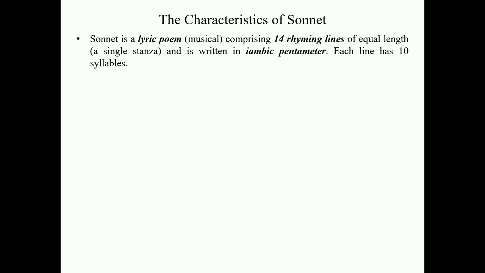A sonnet is a lyric poem. It consists of 14 rhyming lines of equal length. All 14 lines will be considered as a single stanza, and the poem is written in iambic pentameter, and each line has 10 syllables.